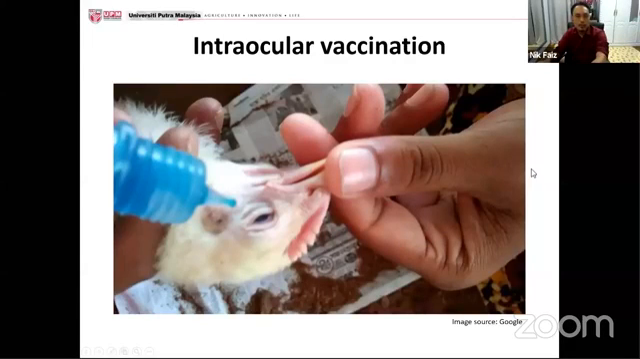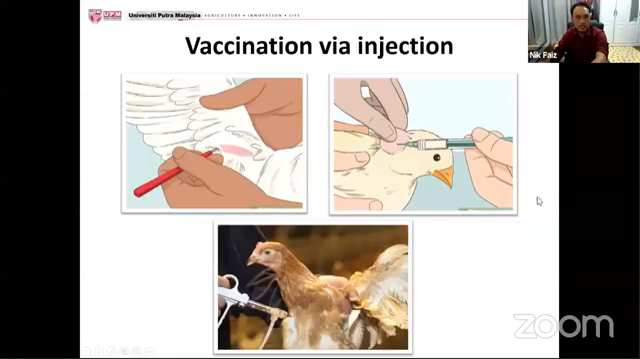Here are some examples. Some of you who work in the poultry industry are probably very familiar with this. Intraocular vaccinations, vaccinations via wingweb injections, for example for fowlpox or AE, or subcutaneous injections, for example for Marek's disease virus, or IM injections for a lot of vaccines.